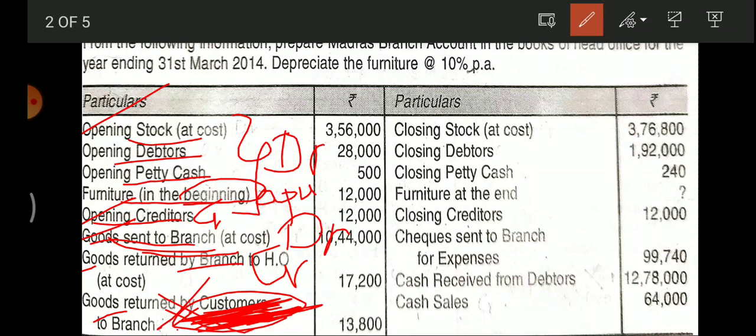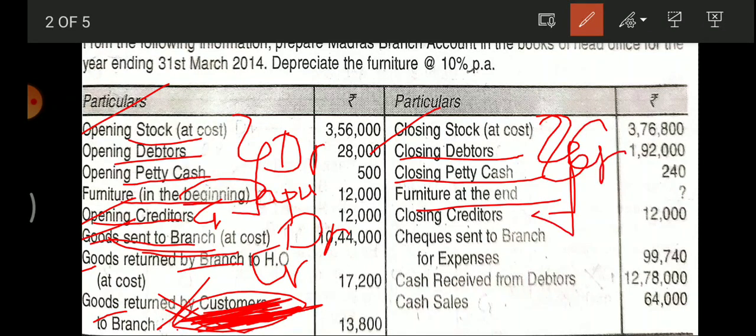Now next, closing balance. The closing balance of stock is given to us. Closing balance of debtors is also given, and closing petty cash and furniture at the end. All the assets given with the opening amounts also have their closing amounts given to us. So here you have to mention all the closing balances of assets on the credit side of the branch account.